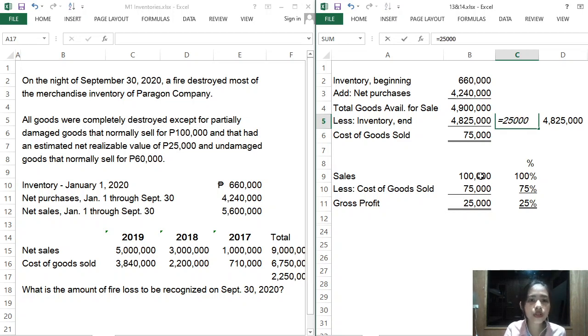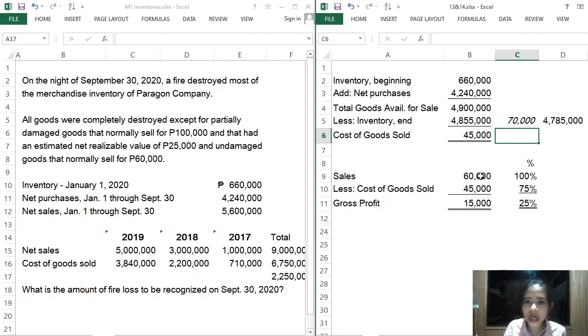Okay. And we also have undamaged goods na nabibenta natin ng 60,000. So lagay natin dito 60,000. How much is the cost? Ayan, 45. Ibig sabihin, may naiwan na 25,000 plus 45,000. May naiwan na 70,000. So, ibig sabihin, for the year 2020 as of September 30, 2020, so during the fire, okay.